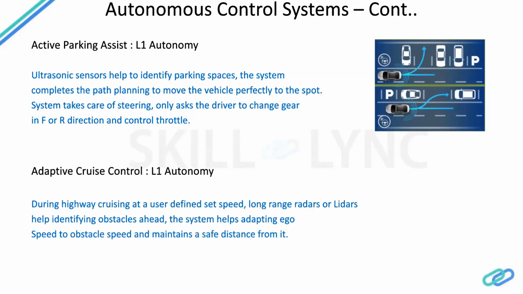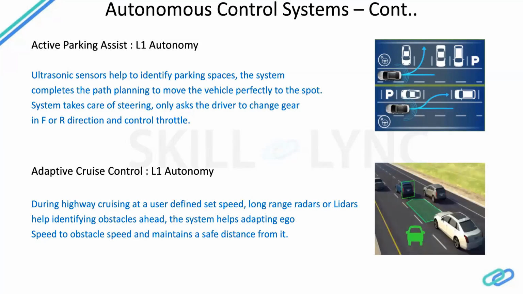So next comes adaptive cruise control. This is also an L1 autonomous system where, suppose in a highway situation, you want to drive at a constant speed of 80 kph. So you set the speed as 80 kph and you just relax, just keeping in mind that nothing is coming ahead of you or no one is doing a cross movement. If a cross movement or something is happening, this control model is capable of taking care of that also.